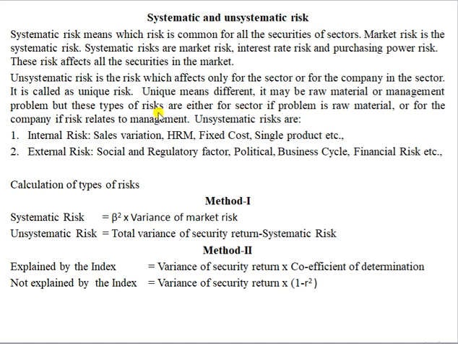Here we can list the market risks. Systematic risk or market risk includes interest rate risk and purchasing power risk. These risks affect all the securities in the market. Briefly, interest rate is systematic. Suppose banking sectors or lenders, meaning those who provide loans and advances, make changes or raise interest rates. It always affects the entire market of stocks. That is called interest rate risk.